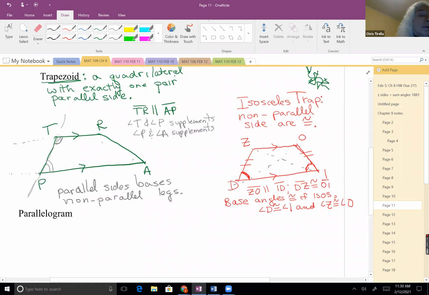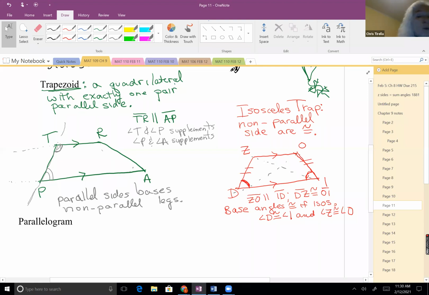Everybody comfortable with trapezoids? One pair of parallel sides. Back in ancient times when I taught high school math, I had some students tell me that the trapezoid was the dog bowl. And I guess I can sort of see some dog bowls have that shape, right?